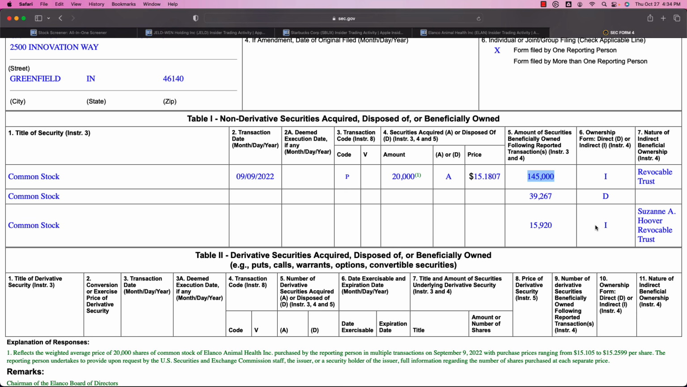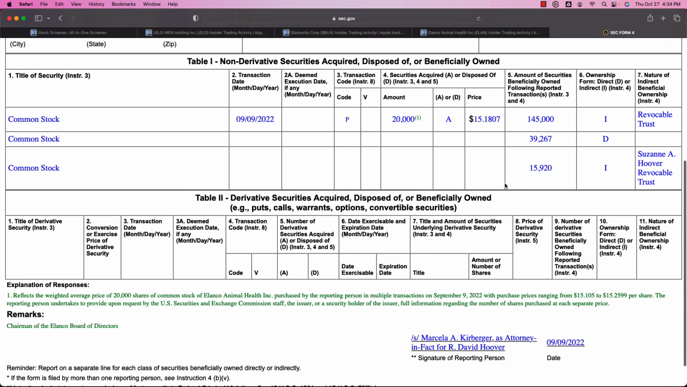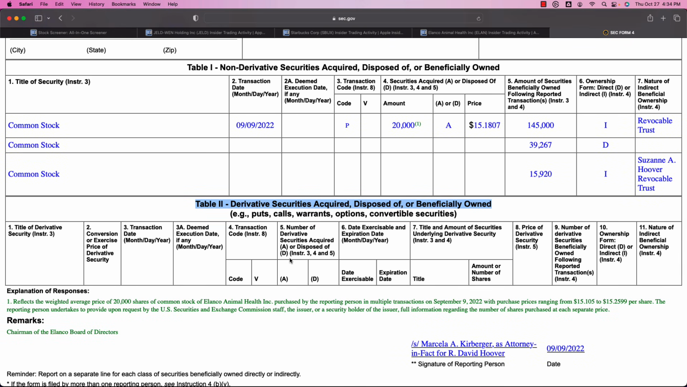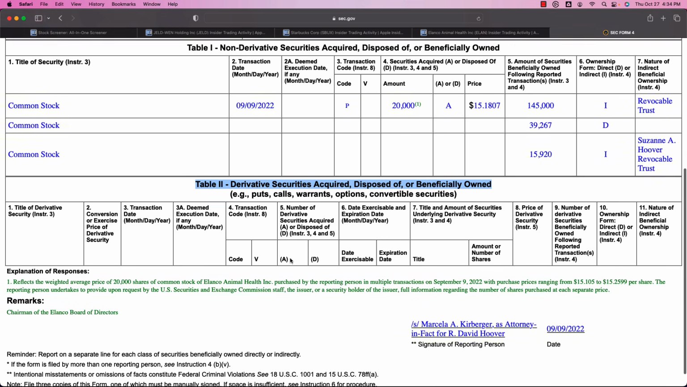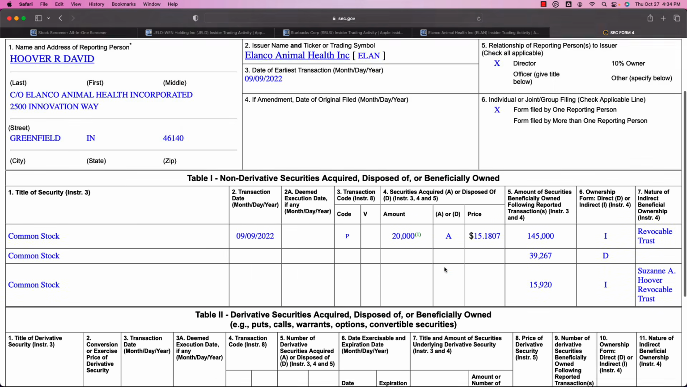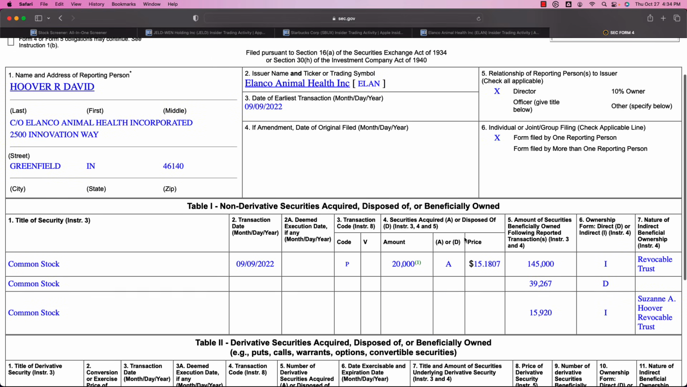All right. Now, if there were any option trades, those would be down here in Table 2 for derivative securities acquired, disposed, and beneficially owned. It's going to be a summary of any trades they made with warrants, puts, or calls. And then below, as we read earlier, is an explanation of any responses. So if there were any superscripts here, it may say they're 10% owner, and then it's going to say that as of this transaction, they're officially a 10% owner, et cetera.